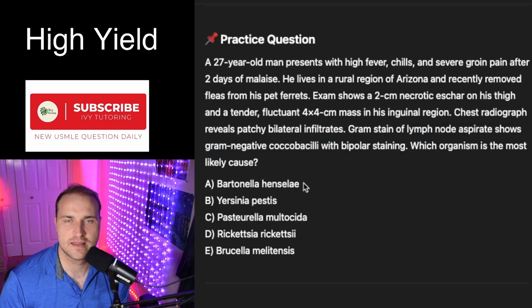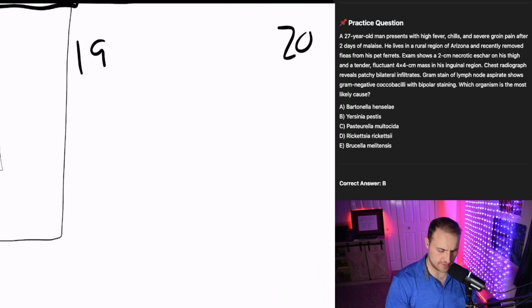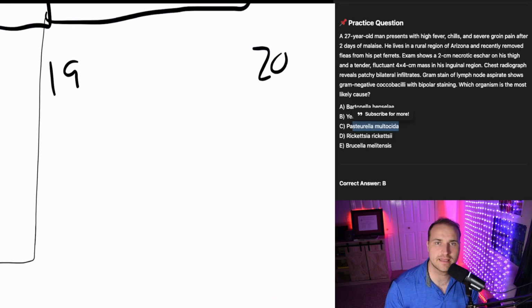So Bartonella, maybe like a cat scratch problem, produces small papules and mild lymphadenopathy, not hemorrhagic pneumonia. So our answer is indeed B for this one. Pasteurella, that's rapid cellulitis after a cat or a dog bite. You wouldn't see the buboes, like the bubonic plague.